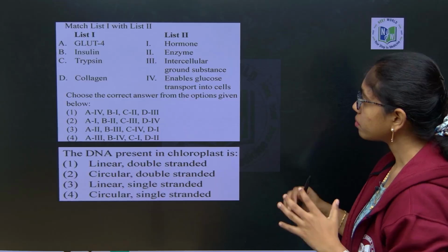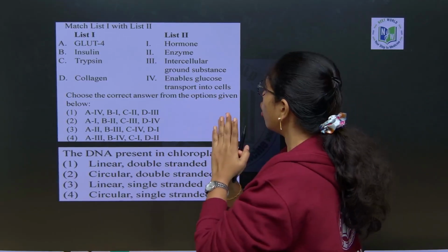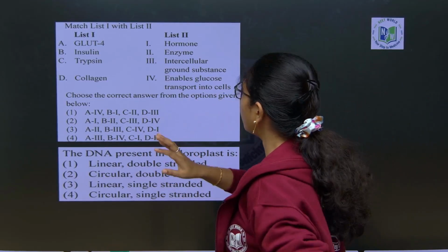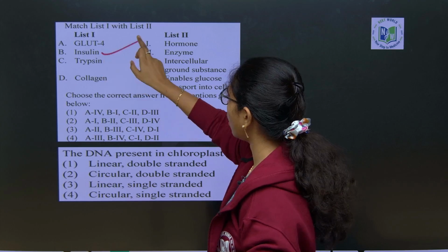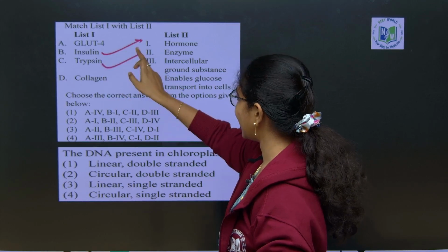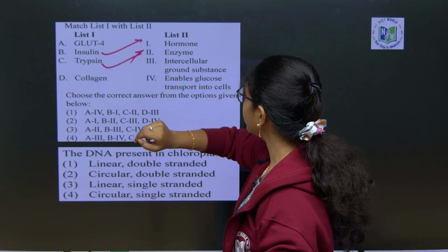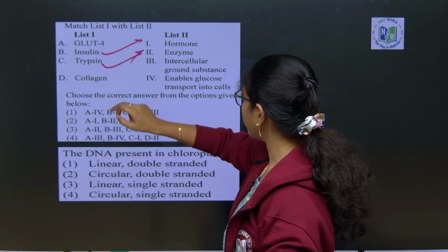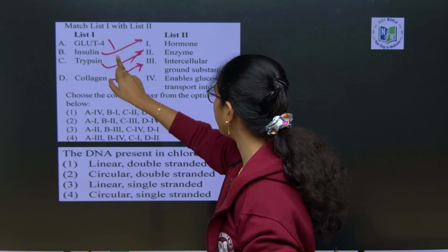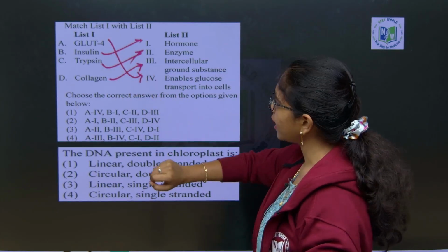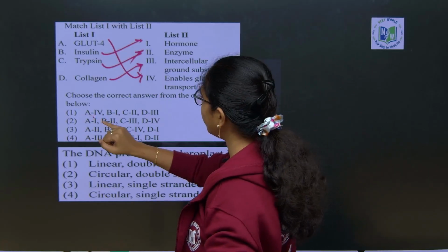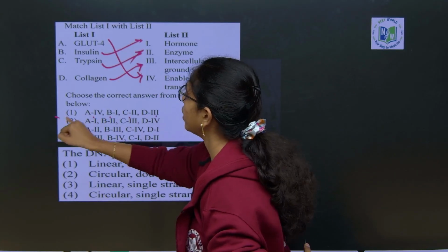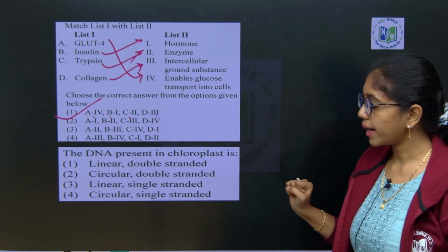Next, this is from biomolecules. Insulin is a hormone, trypsin is an enzyme. Okay, collagen is intercellular ground substance and GLUT4 enables glucose transport. So, A is 4, B is 1, C is 2, D is 3, option 1 is the correct answer.